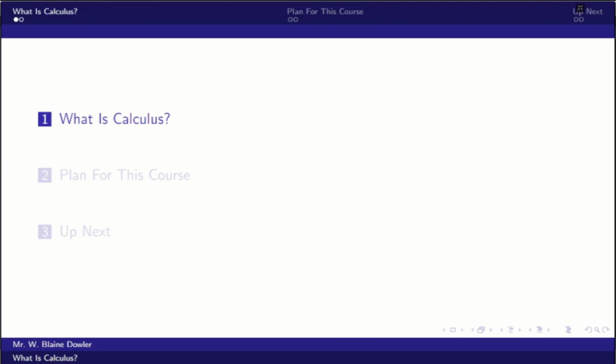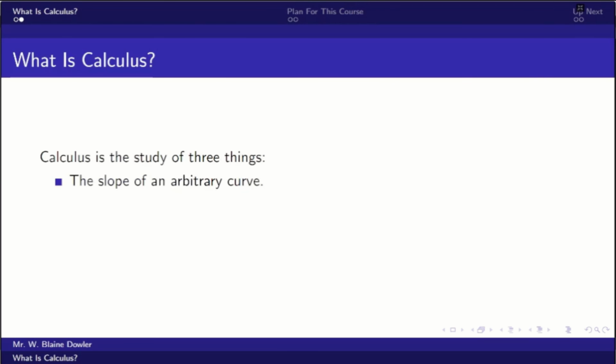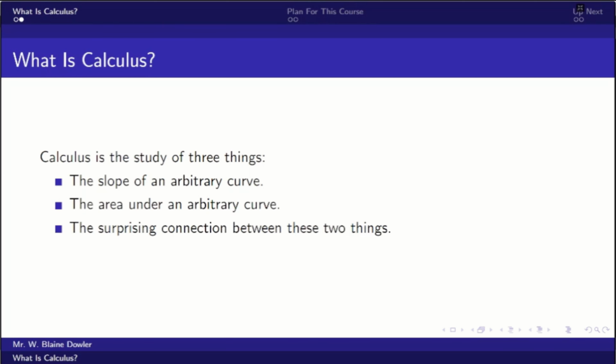So first of all, what is calculus? Calculus is the study of three different things. One is the slope of an arbitrary curve, so any curve you could think of. Another is the area under an arbitrary curve, or the area between that curve and the x-axis. And finally, calculus looks at the surprising connection between these two things, or at least the connection which surprised me the first time I learned about it.